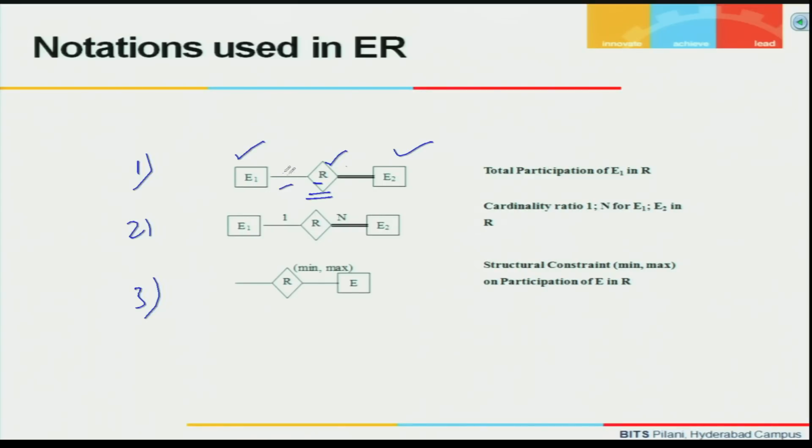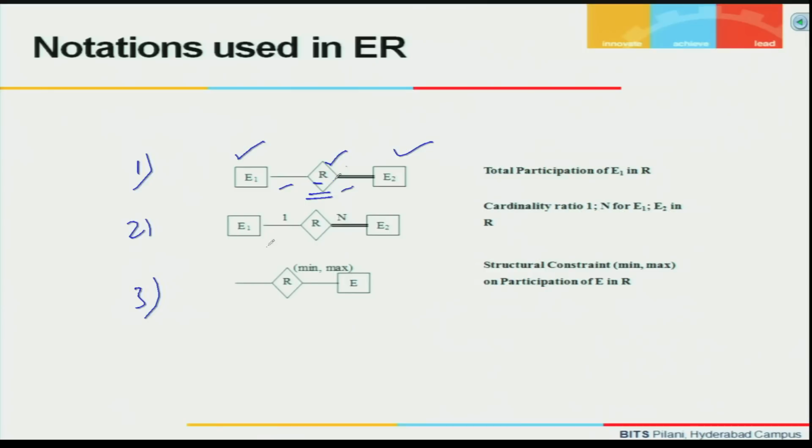If it is a single line, it indicates partial participation. If the line joining the entity type and the diamond is a double line, it indicates total participation. In the next few slides, we will see what exactly is the meaning of this total and partial participation. And then we have cardinality.